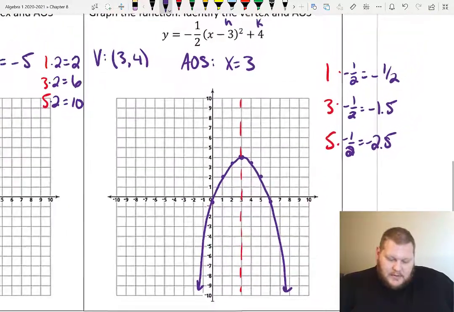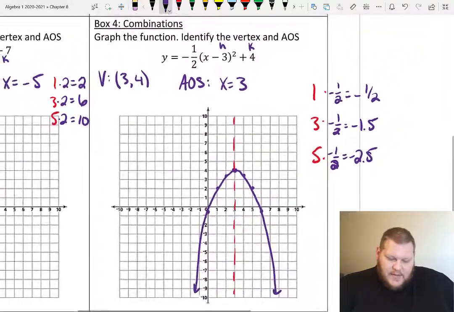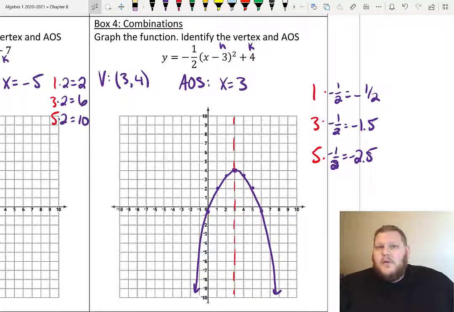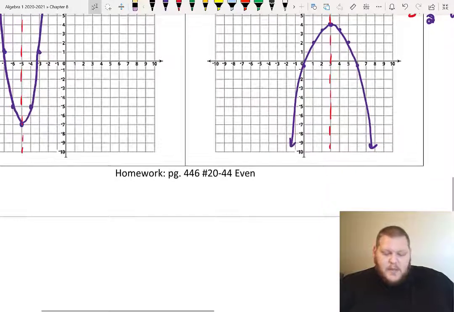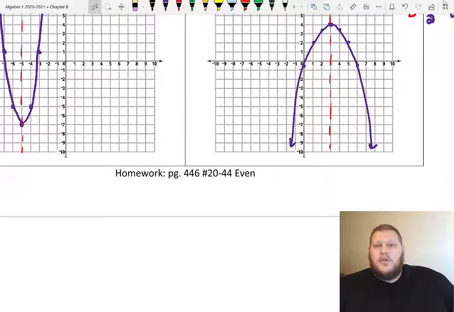All right, well, that's it for vertex form. Your homework, which is down there at the bottom, is page 446, 20 through 44, just the evens.